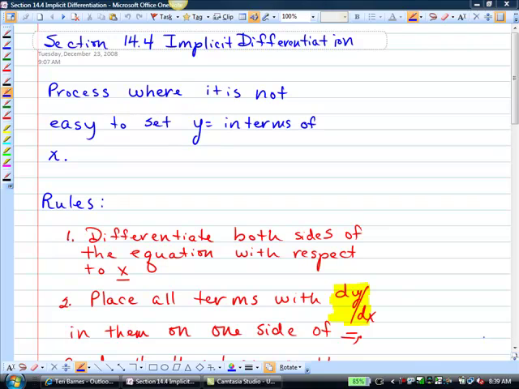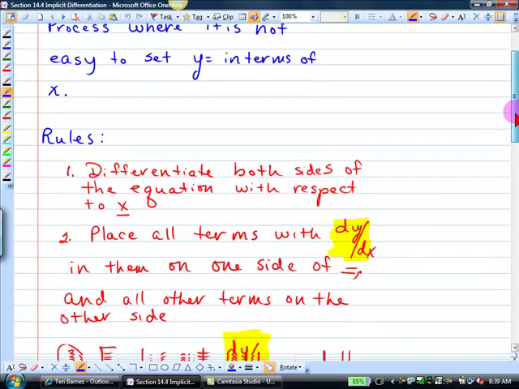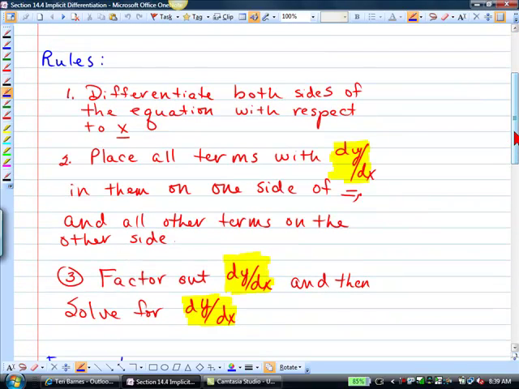If that's the case, we have to use this process called implicit differentiation. So it's a process where it's not easy to get y in terms of x. And I've got the rules here. You're going to differentiate both sides of the equation with respect to x. Then you'll put all the terms that have a dy dx, and you'll see what we mean, on one side and everything else on the other side. You'll factor out dy dx, and then you'll be solving for that.